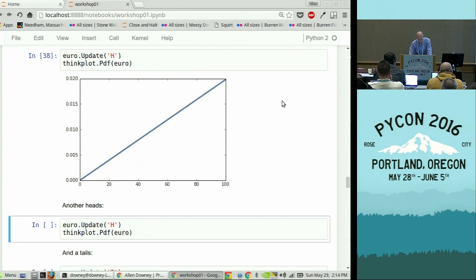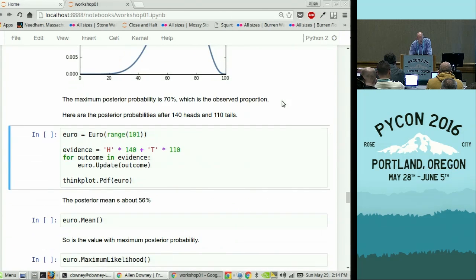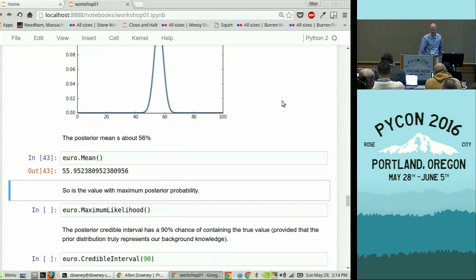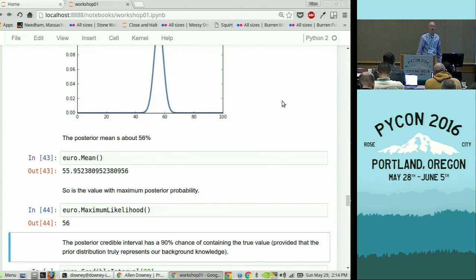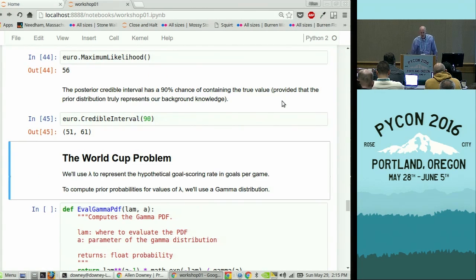And so we can run those. So the posterior mean is the 55.9, which is just a little bit different from the 56. So the 56 is the maximum likelihood. That's the observed proportion. So the peak of that curve is 56. The mean comes out at very close to 56. And then the posterior credible interval is a range that has a 90% chance of containing the true value. So having seen the data, you could say, I believe that there is a 90% probability that the true value for x for this coin is between 51 and 61.